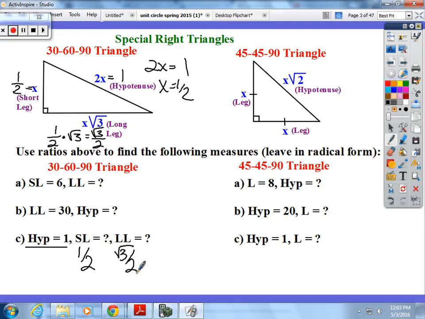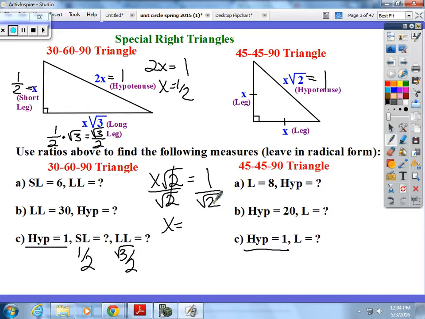These are two very important fractions that we're going to be using for the next few days, and throughout this unit actually. And for the 45-45-90, skipping down to part C, seeing that the hypotenuse has a length of 1, now we have x times the square root of 2 equals 1. And we're going to set x times the square root of 2 equal to 1, divide by the square root of 2. Now I have x equals 1 over the square root of 2.